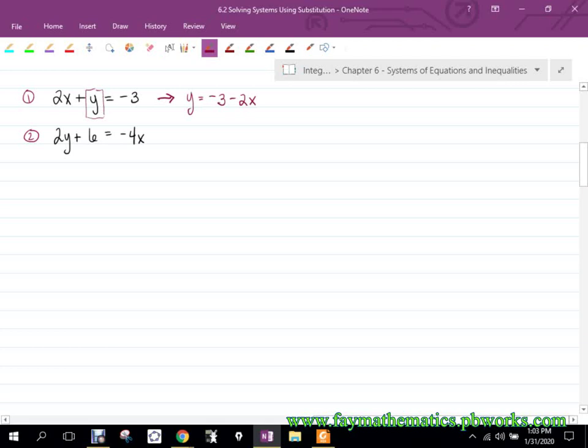Okay. If you want to write that, some people write that as negative 2x minus 3, right? You can move those around. You can use the commutative property, but that's what we're looking for, y. Okay. So now that I know that, can I come down here and replace that y? So let's do that. I'll have 2, replacing that y then with negative 3 minus 2x, plus 6 equals negative 4x, right?